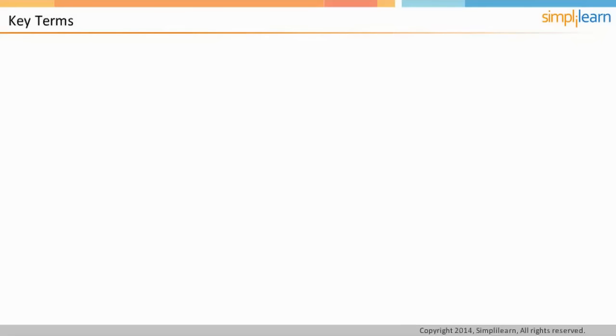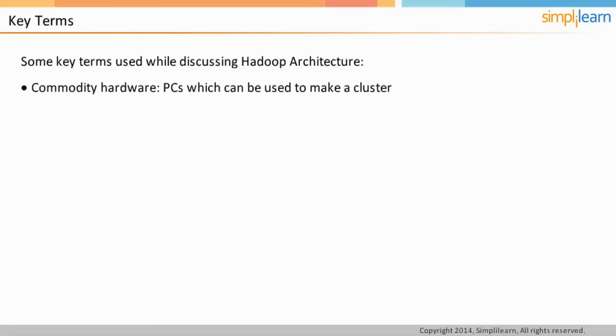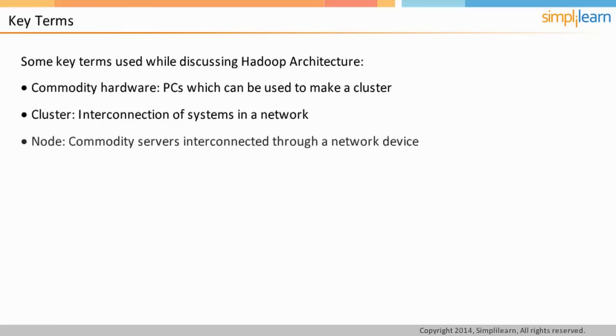An understanding of some key terms is essential while discussing Hadoop architecture. The word commodity hardware refers to normal PCs which can successfully be used to make a cluster. The word cluster refers to multiple systems interconnected in the same network to logically work for one process in distributed mode. And nodes are the commodity servers which are interconnected through a network device. In the next screen, we will discuss the use of commodity hardware in a Hadoop cluster.